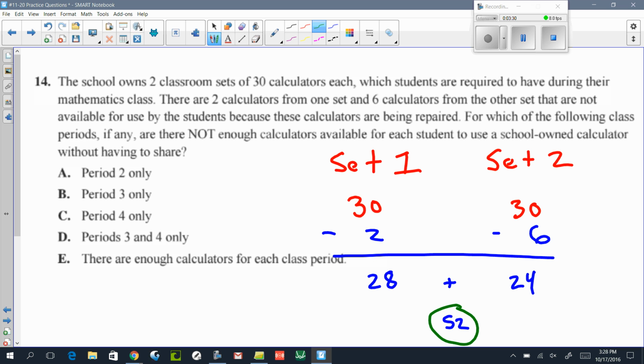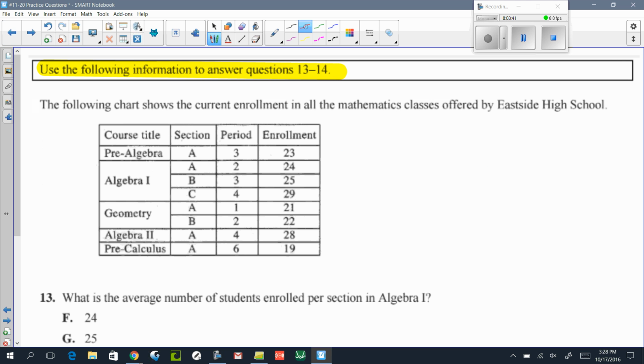So if I go back and look at this chart, we're looking for which periods would have too many students for calculators. So basically, which periods have more students than 52. If we go back to this, period 1, there's only 1 class offered period 1, and there's only 21 students. So period 1 is just fine. Period 2 has 24 students in 1 class and 22 in another class, both period 2. But 24 and 22 are not an issue for the 52 calculators we have, so period 2 is fine. Period 3, 2 sections, period 3, we have 23 students in 1, 25 in another.